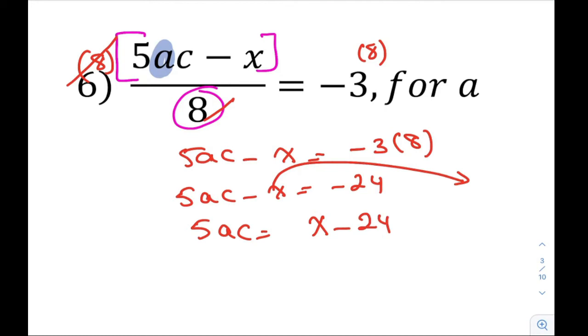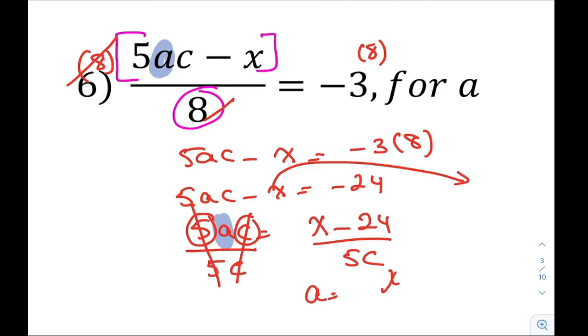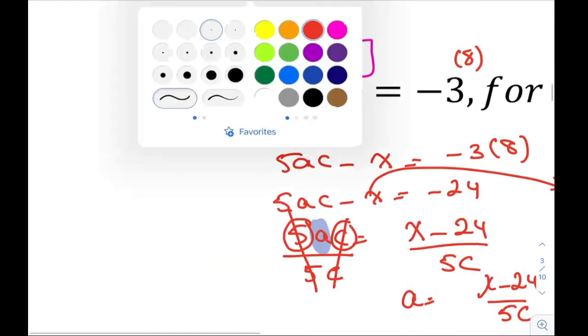Now remember, we need A again. So I want to get rid of the 5 and the C, and both are multiplied by A, so I will divide by both of them. And I will divide by 5C on the other side as well. So 5 cancels the 5, C cancels the C, and we are left with the A alone, which we are looking for. Easy?